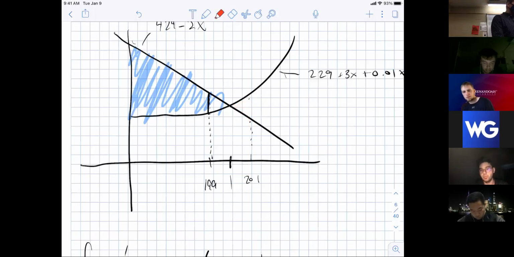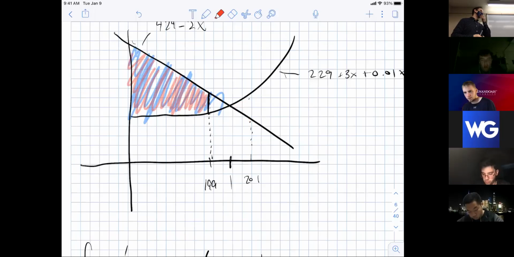So instead of going all the blue area, I get the red area. Is the red area bigger or smaller than the blue area? Smaller. Okay, so if I had only integrated up to 199, I would have gotten a smaller area. If I had integrated to 201, I would have gotten a smaller number, not really an area. So what does that tell me about the number 200, integrating from 0 to 200? Yeah, exactly. This represents the maximum profit, right?